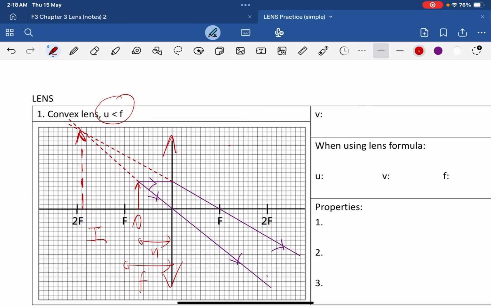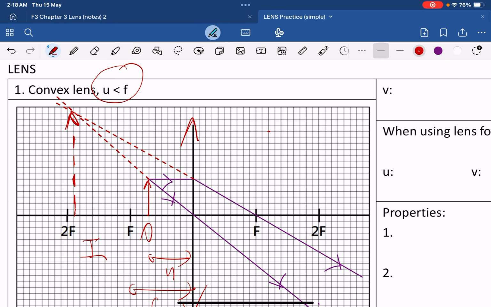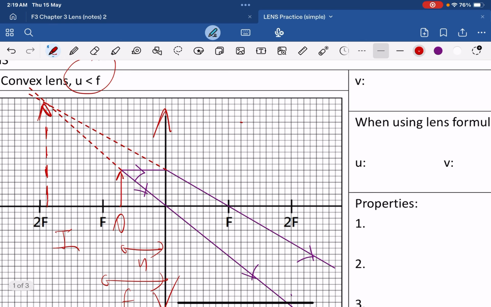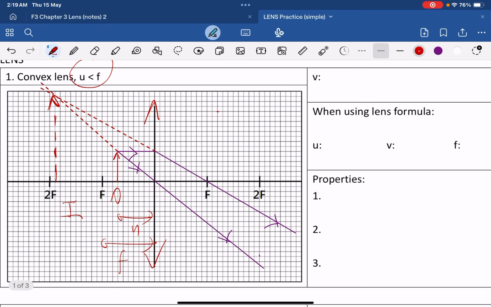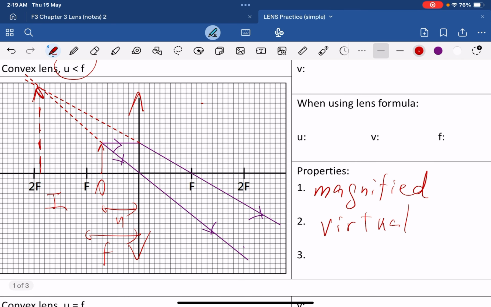Okay, so we find that the image is longer, larger in size, right? Longer in length. So the image will say this is a magnified image. It's bigger than the object. And also it's followed by a dotted line, so it's a virtual image. That means it cannot be projected on a screen, which is similar to the image formed by a plane mirror.